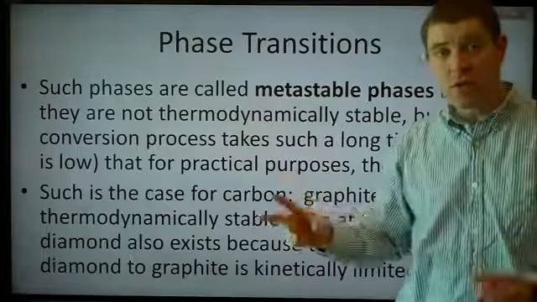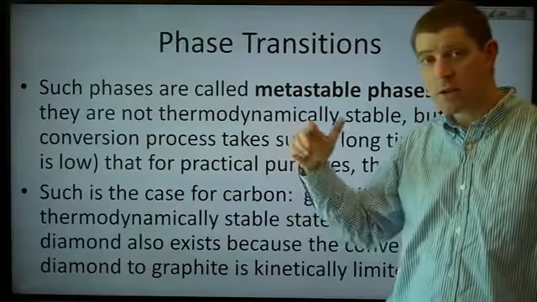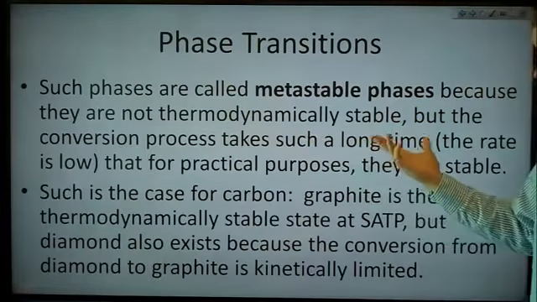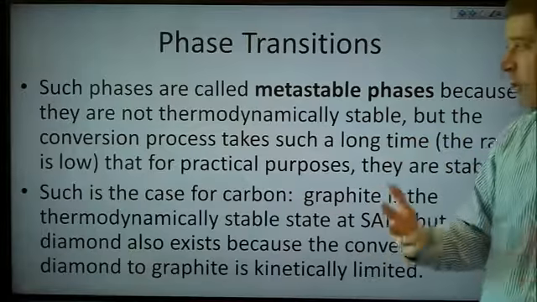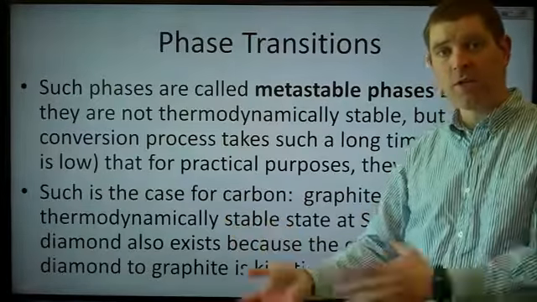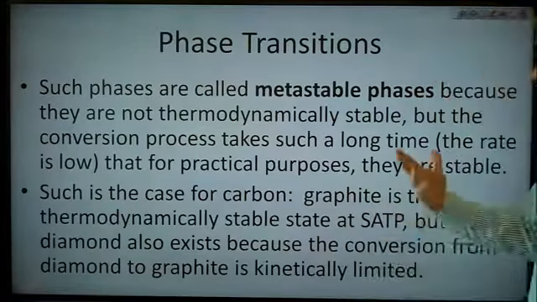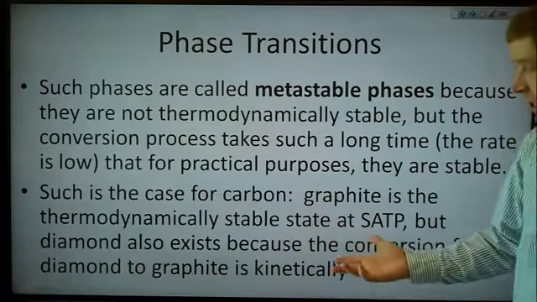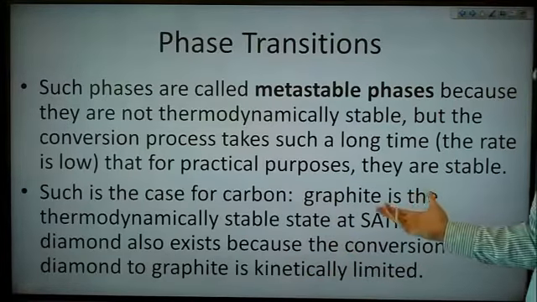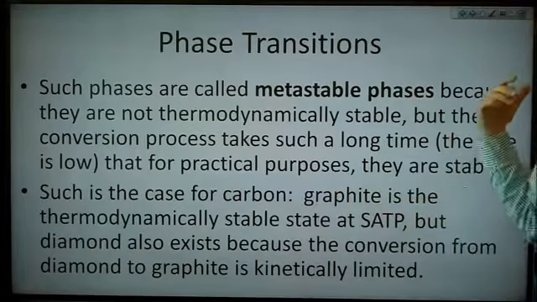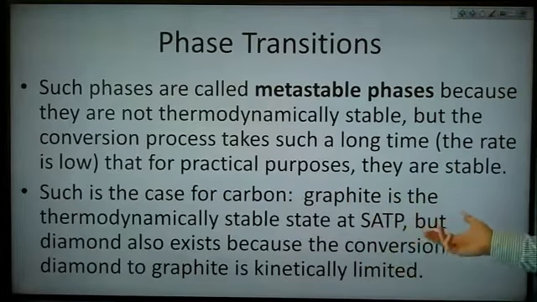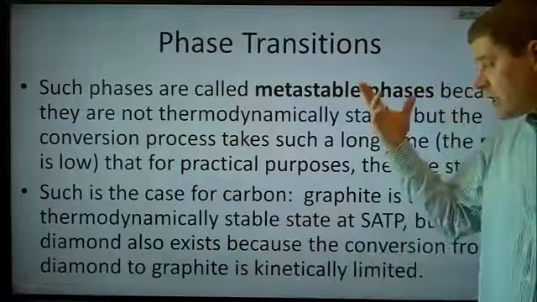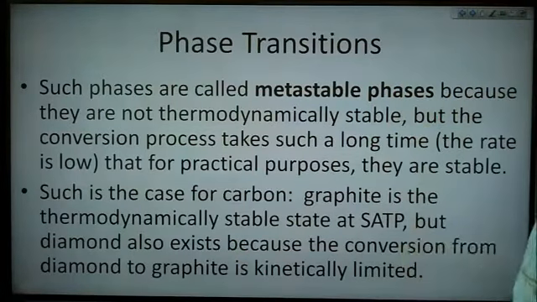All right, so with these sorts of locked in phases, we call these metastable phases because they're not thermodynamically stable, but the conversion process of that metastable phase to the more thermodynamically stable phase takes such a long time. In other words, the rate is low, that for practical purposes, they're stable. So this is the case for carbon, where graphite is the thermodynamically stable state at standard atmospheric temperature and pressure, ambient temperature and pressure. But diamond also exists because it's in a metastable state, and the conversion is kinetically limited.